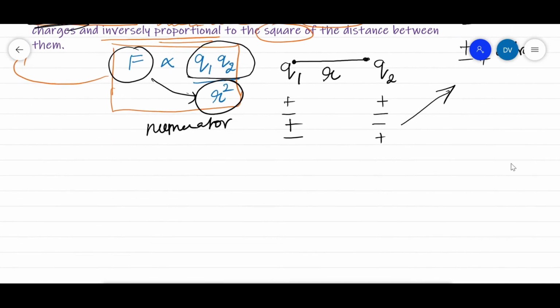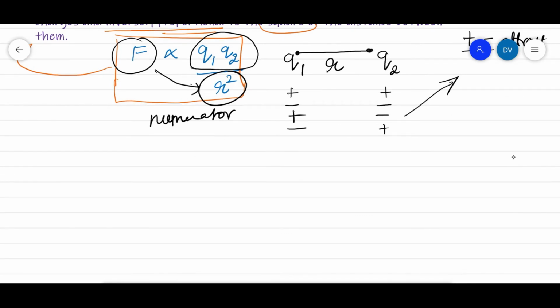Next step. Shall we go to the next step? Always we are supposed to remove the proportionality. So for that we are going to do one more thing over here. It is nothing but introducing a constant. So I am introducing a proportionality constant over here, that is F is equal to k into q1 q2 by r square.